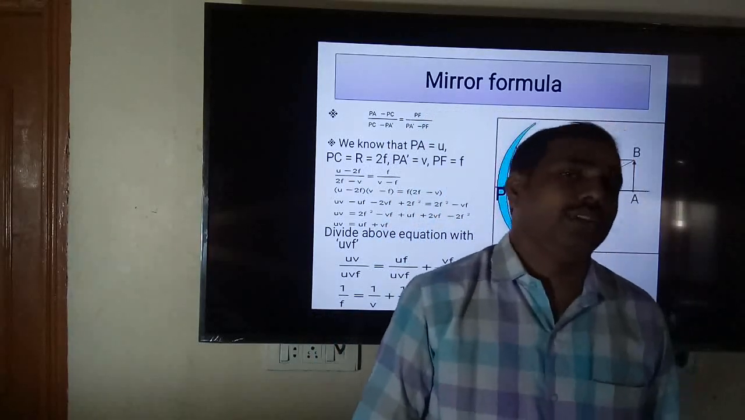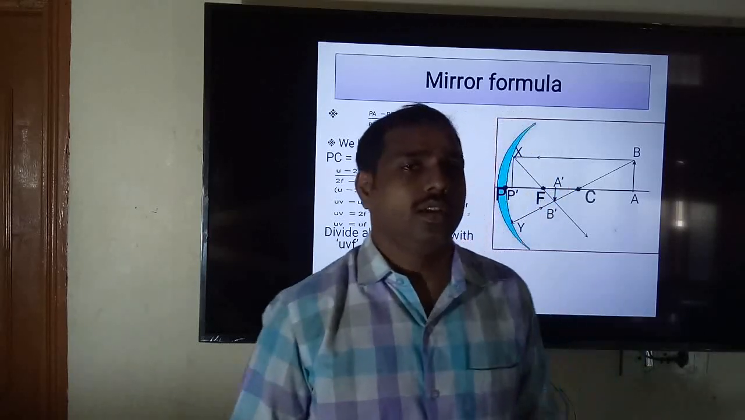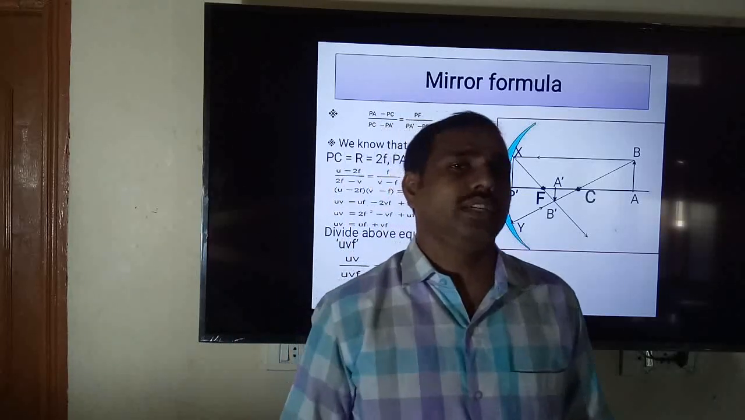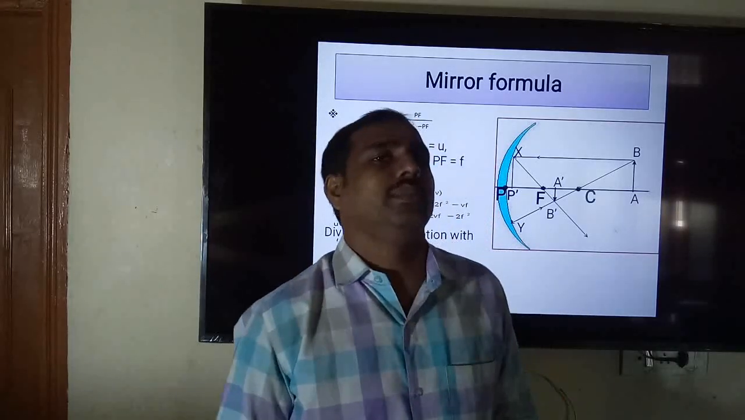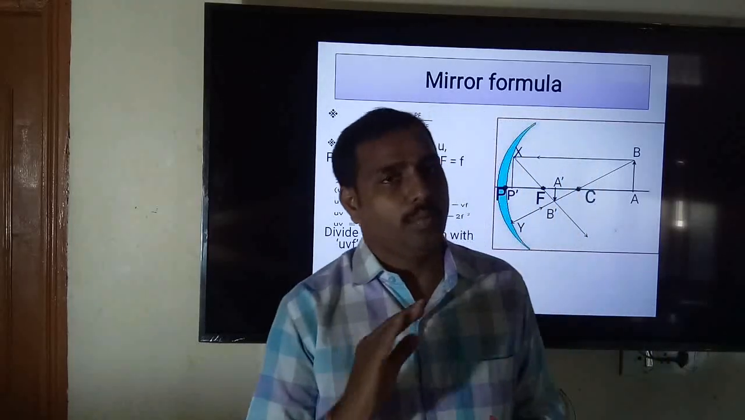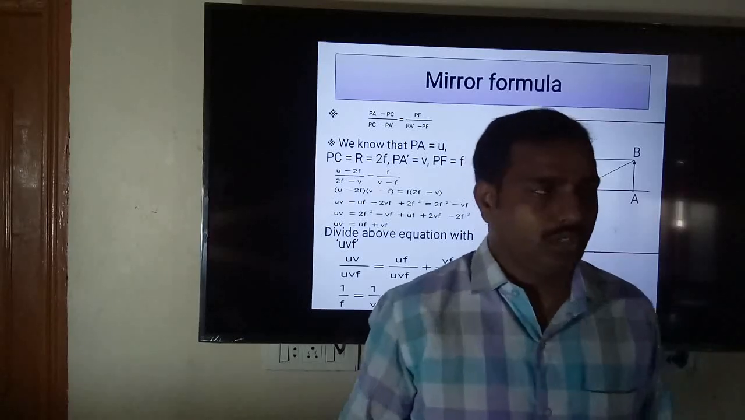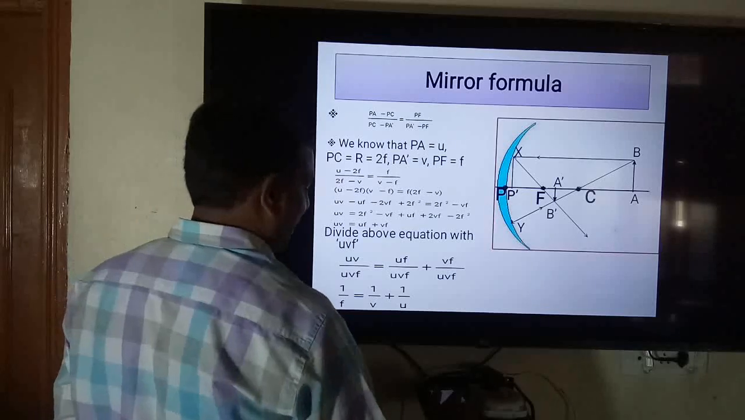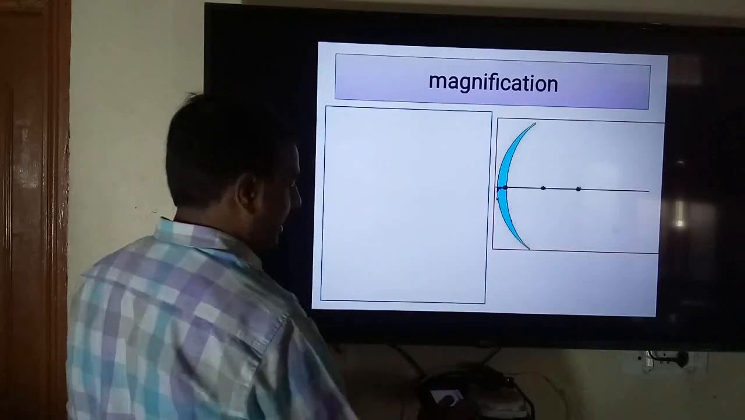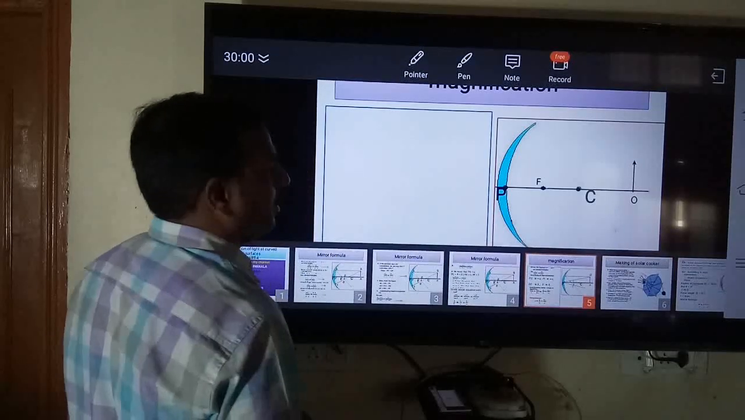Now we are going to derive an equation for magnification. Magnification, we already learned in the previous class, is a relation between the height of the image and the height of the object, and also the object distance and image distance. We already learned that magnification is equal to height of image by height of object, which is equal to minus image distance by object distance. That relation we are now going to derive. Now let us do that. For magnification we also need one ray diagram. First we want to draw a ray diagram. All the terms you know very well.